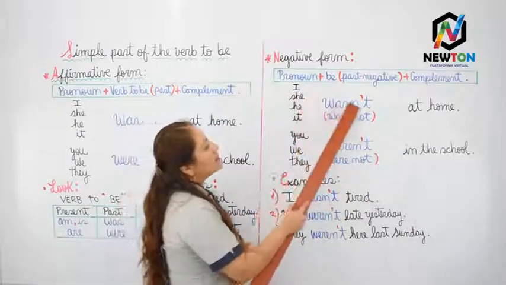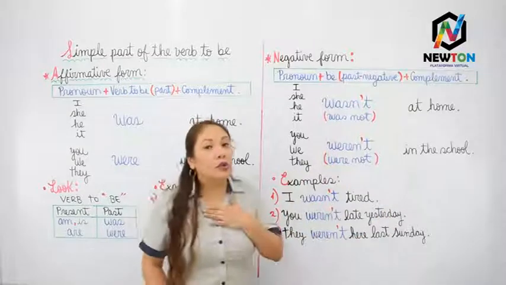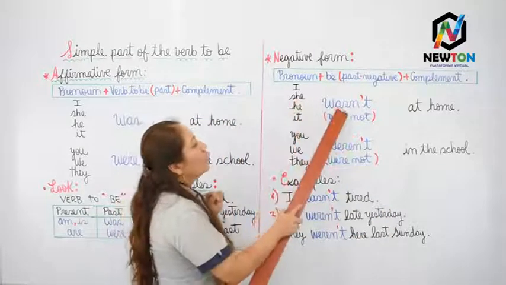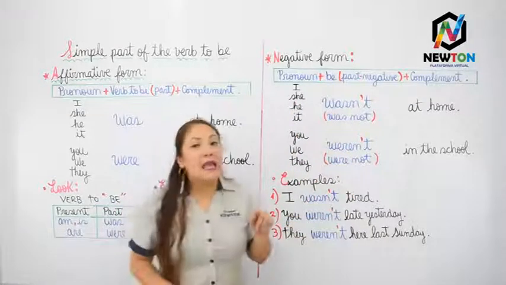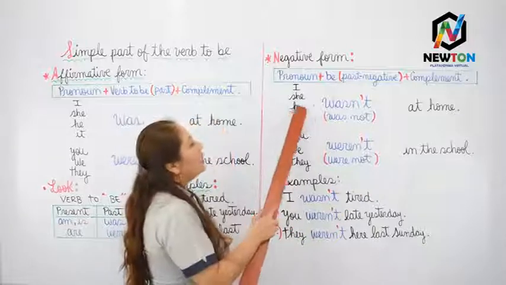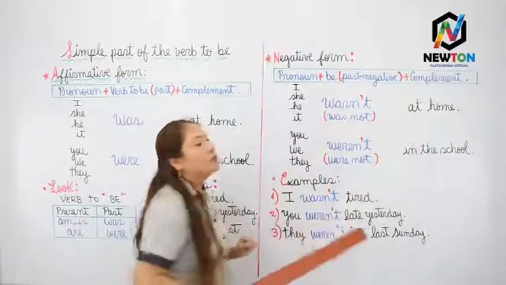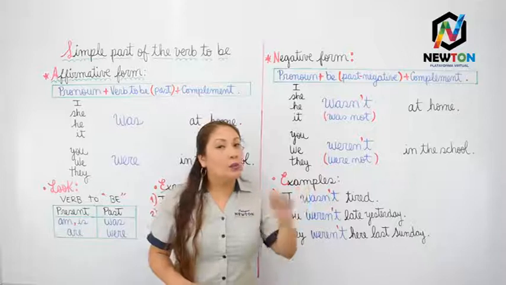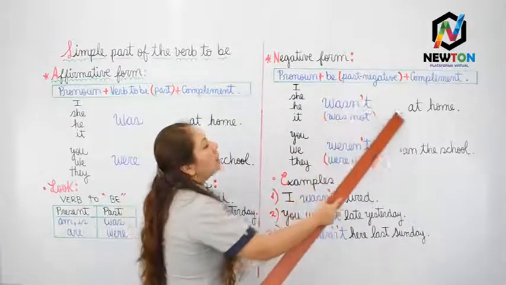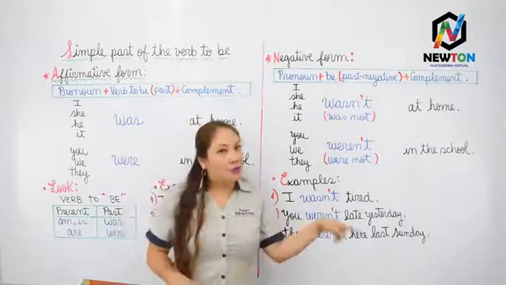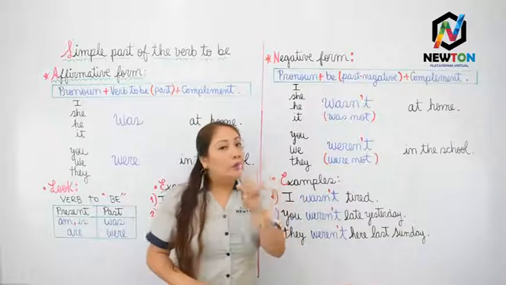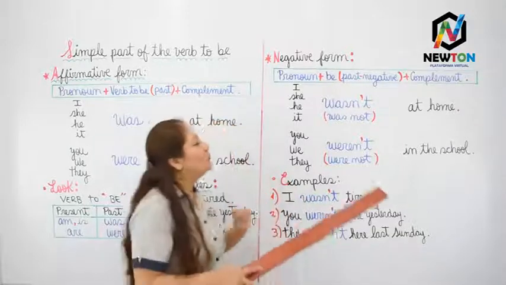I wasn't at home. Yo no estuve en casa. She wasn't at home. Ella no estuvo en casa. He wasn't at home. Él no estuvo en casa. It wasn't at home. We suppose your little cat. Vamos a poner tu gatito chiquito. Tu gatito no estuvo en casa.